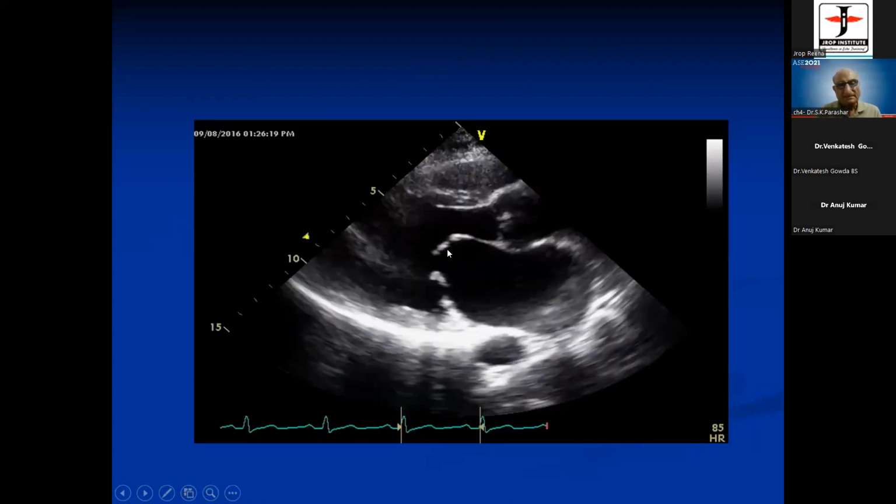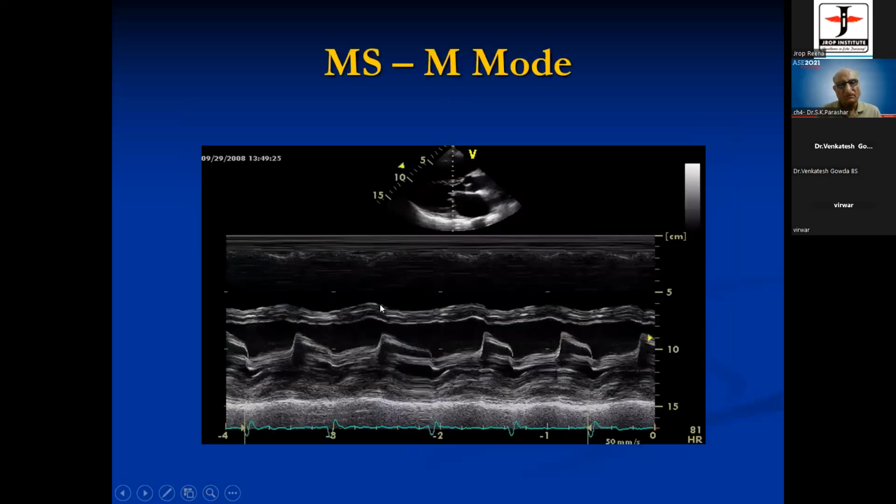So this is, rather than opening, the mitral valve normally opens like this. This is a 2D mitral valve episode showing a posterior cusp also.